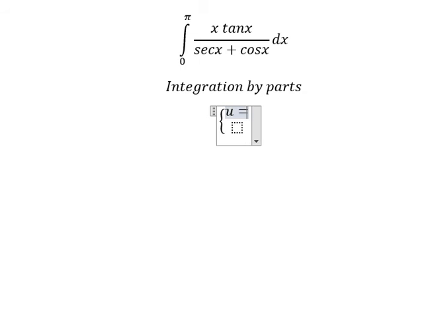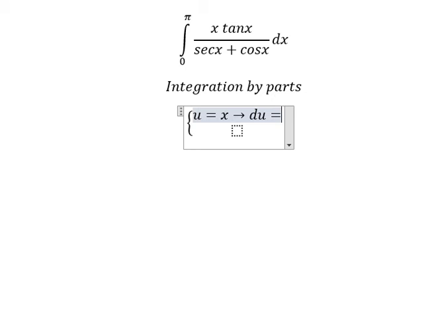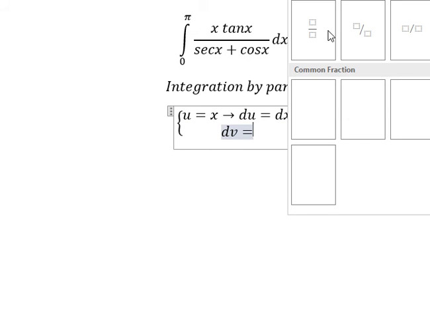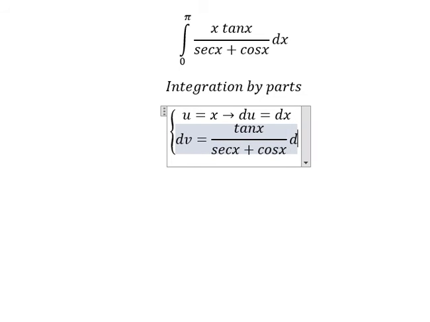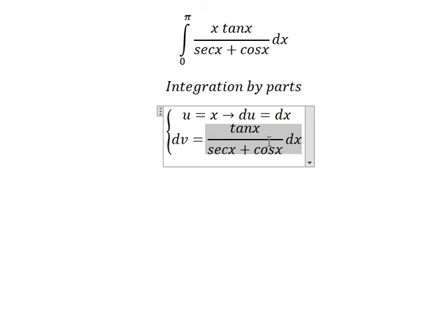u equals s. So we do first the derivative of this one. We have du equals ds. dv we have tan s over secant of s plus cosine s ds. Now I will show you the technique how to find this integration.